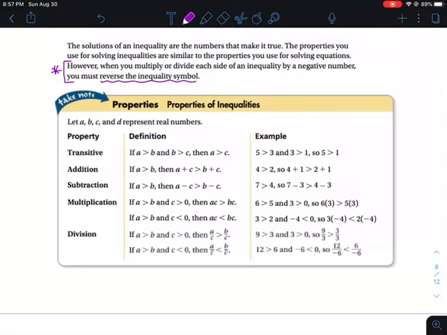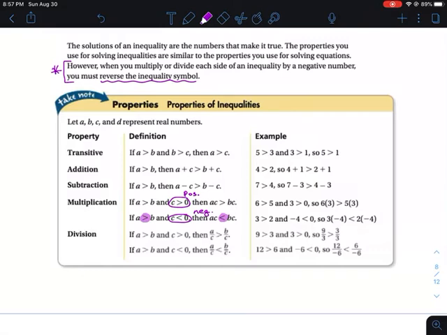So the first one says, if A is greater than B and C is greater than 0, that means you're dealing with a positive number, then AC is greater than BC. Nothing happened with the inequality sign. The next one says if A is greater than B and C is less than 0, C less than 0 means that is where we're dealing with that negative value. Look what happens. Our inequality sign goes from a greater than to a less than.